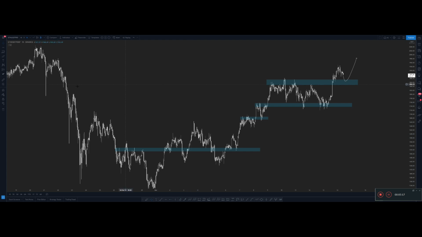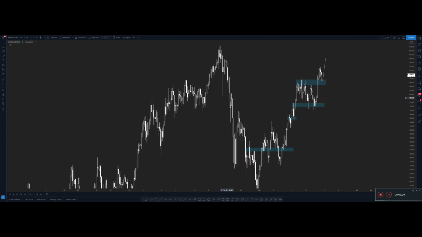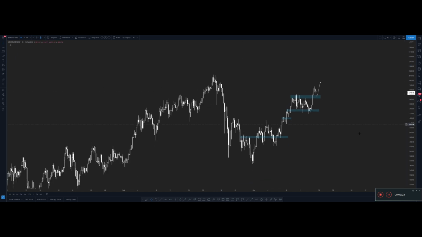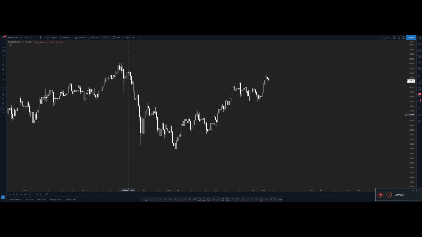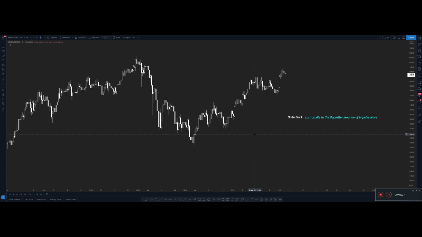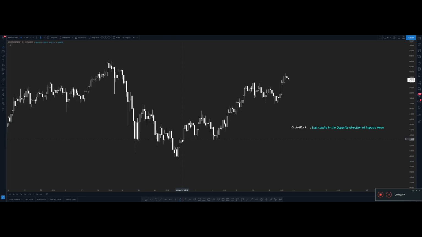And the other one, which many people were asking me, is how to draw an order block. For this I'll go for the 4-hour time frame. So what is an order block? Just listen to it carefully: it's the last candle in the opposite direction of an impulse move. So it's the last candle in the opposite direction of the preceding impulse move. For instance, I'll show you some examples on how to see an order block. Let me find it for you.